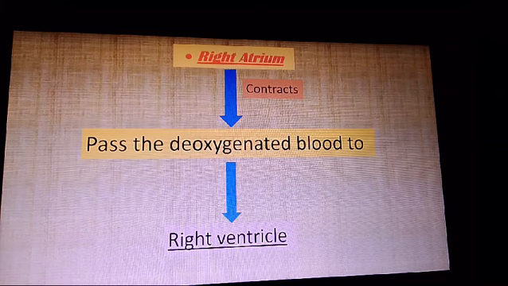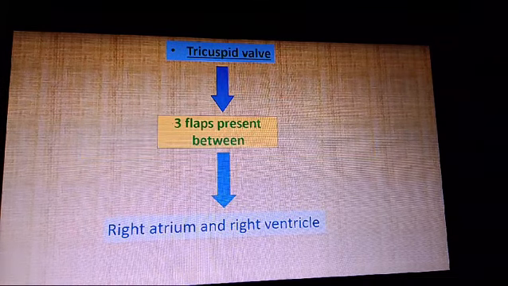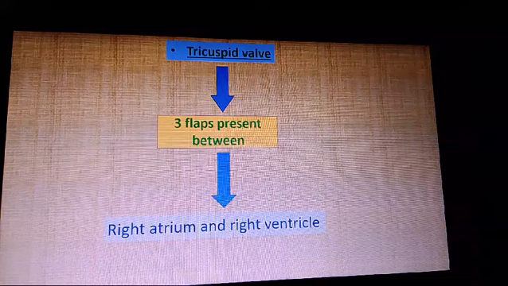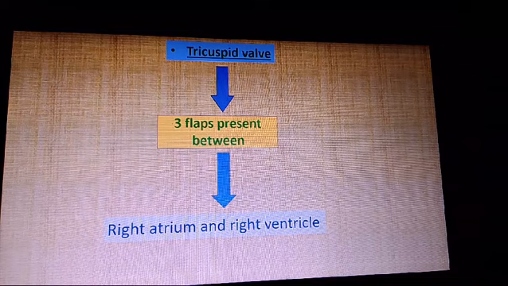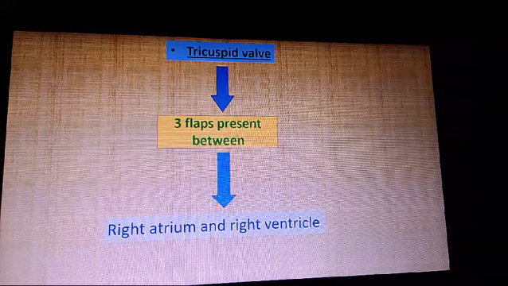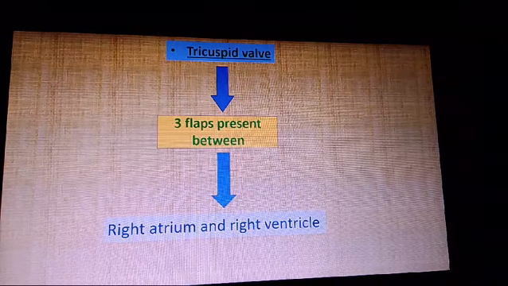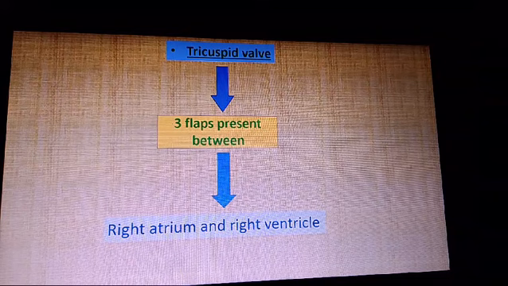As you people already knew, the heart has four chambers: right atrium, right ventricle, left atrium, and left ventricle. And we already discussed it in the previous lecture. Now come towards another point, the tricuspid valve. Tri means three, the valve having three flaps, and this valve is present between the right atrium and right ventricle.